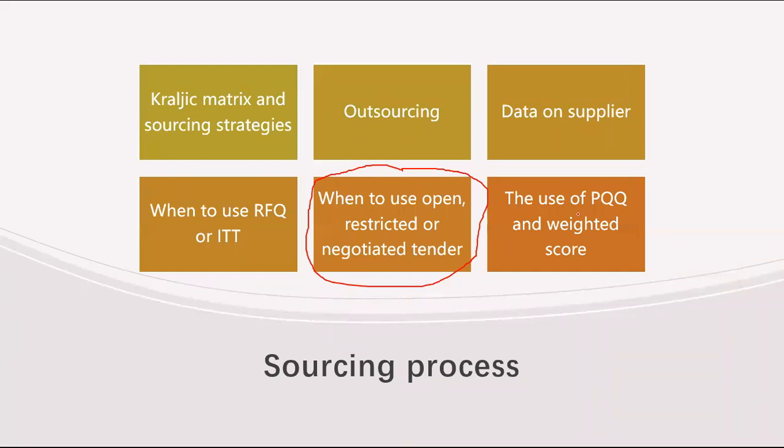For example, I am purchasing some kind of engine from the market, and this is not a very simple piece of machine. So instead of only price, I have to have some other criteria like the supply capacity, or the quality, or the quality assurance from the supplier. So when we have multiple criteria for selection, we should use weighted score.